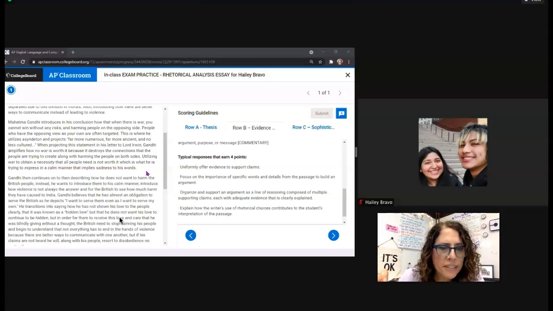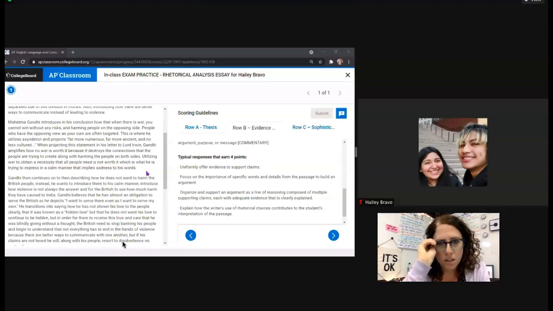When projecting this statement in his letter to Lord Irwin, Gandhi amplifies, nice vivid verb, how no war is worth it because it destroys the connections that the people are trying to create, along with harming the people on both sides. Utilizing war to obtain a necessity that all people need is not worth it, which is what he is trying to express in a calm manner that implies sadness to his words. Great, you just need to focus it into asyndeton.